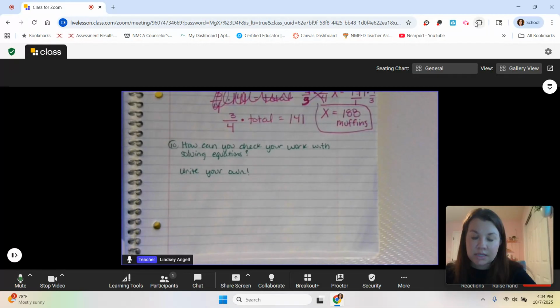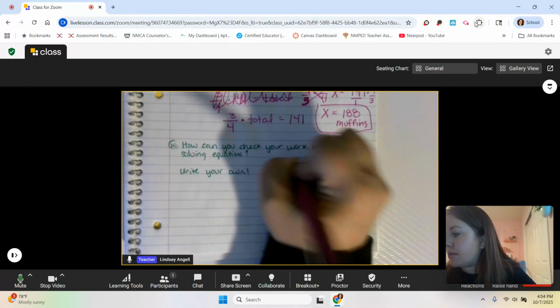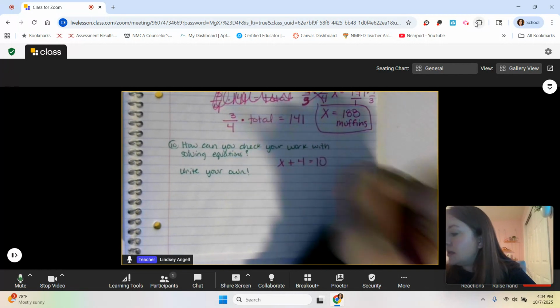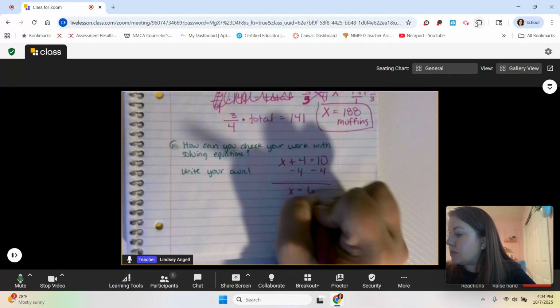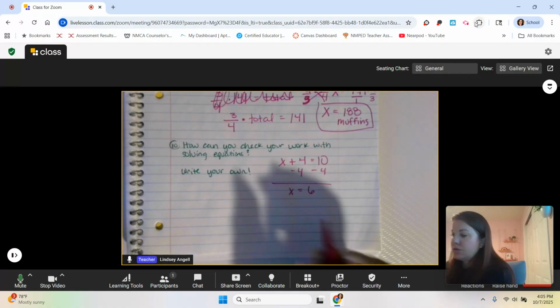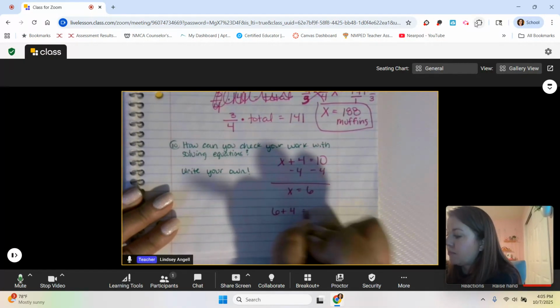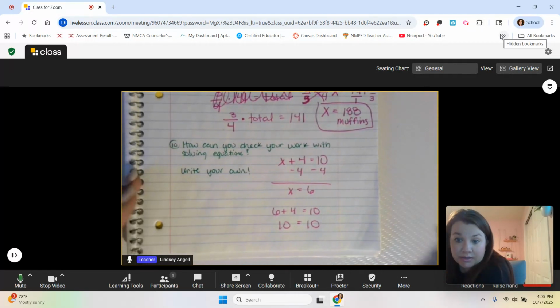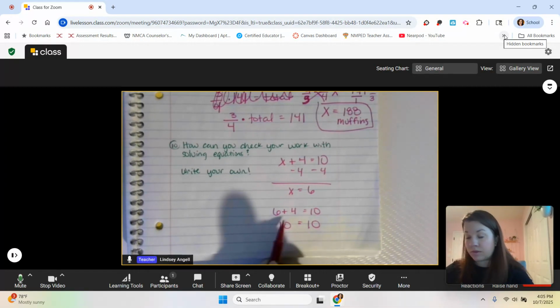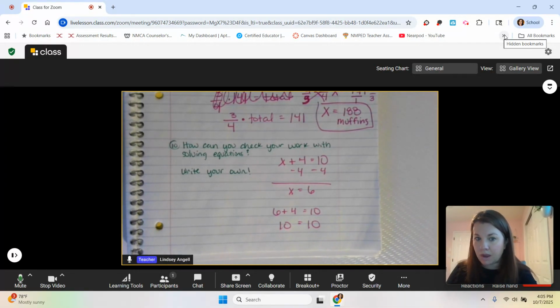And then number 10, this is a short answer question, so I want to see what you know, so I'm not going to give you a ton of information, but how can you check your work with solving equations? The best thing to do is plug your answer back in, right? So if you're given a problem, like I'm just going to use the one that we had in number 8, we solved by subtracting 4, so x equals 6. We'll plug 6 back in to the original equation. 6 plus 4 equals 10, and 10 equals 10. So, that's how you can check your work. Plug your answer back into the original problem.